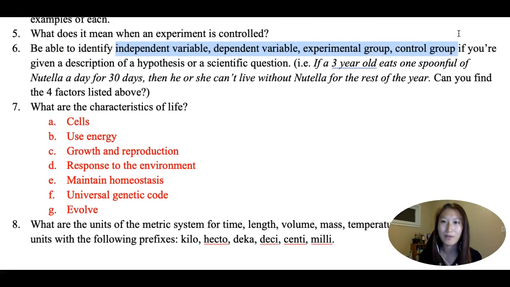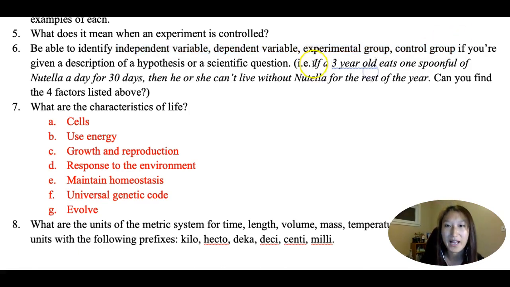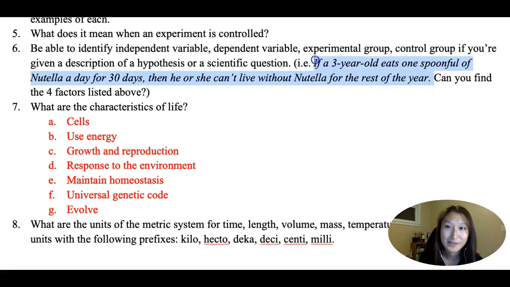right? So again, control group is a different thing compared to a controlled factor. So for example, over here, we have a hypothesis that says if a 3-year-old eats 1 spoonful of Nutella a day for 30 days, then he or she can't live without Nutella for the rest of the year. Obviously, this is not true, right? This is just used as an example.